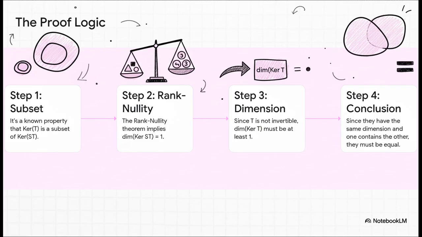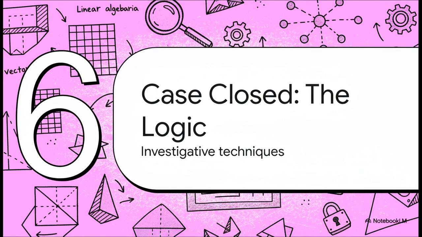We also happen to know T isn't invertible, which means its kernel has to have a dimension of at least 1. So think about it. How can a space that's at least one-dimensional fit inside a space that's exactly one-dimensional? Well, the only way is if it's also exactly one-dimensional. And if they have the same dimension and one lives inside the other, they have to be the exact same space. It's airtight. And with that, the case is officially closed.